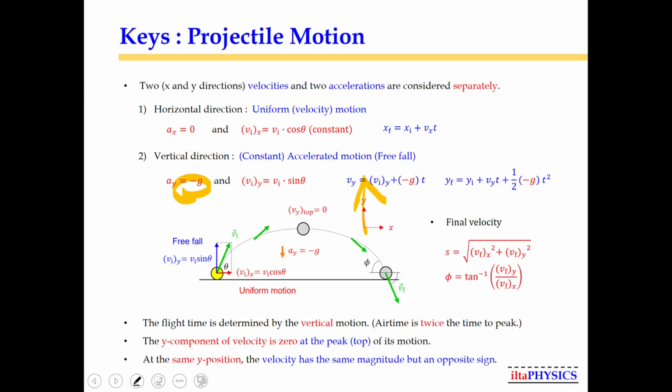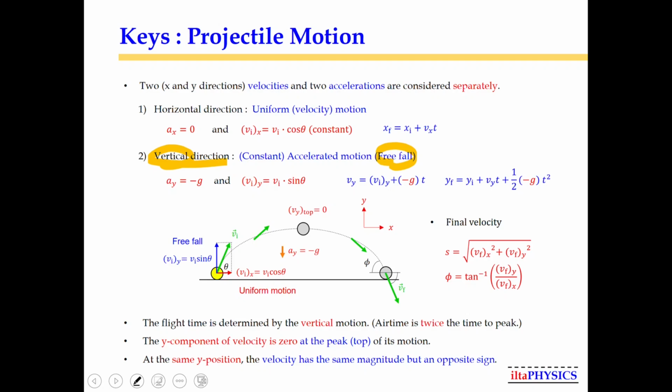The remaining equations for vertical motion are the same as those for free fall. The final velocity equals initial velocity plus gravity times time, and the final position follows the standard formula for accelerated motion. Now, for the rest of the diagram. Because the vertical part of projectile motion is essentially free fall, the tips we use for solving free fall problems apply here too. Number 1.